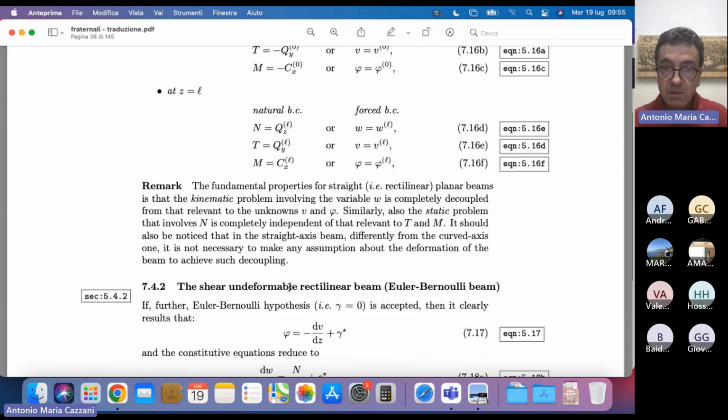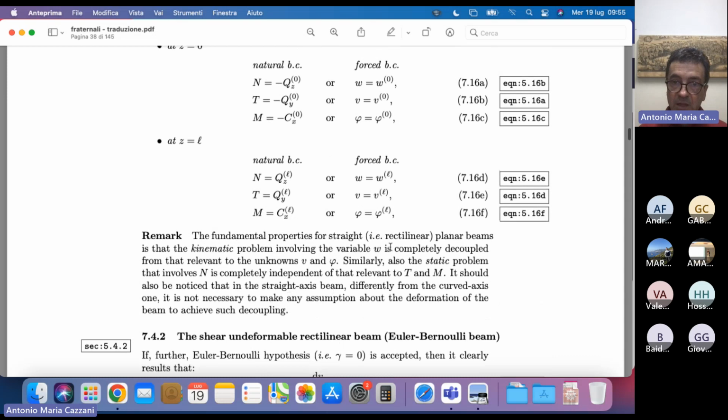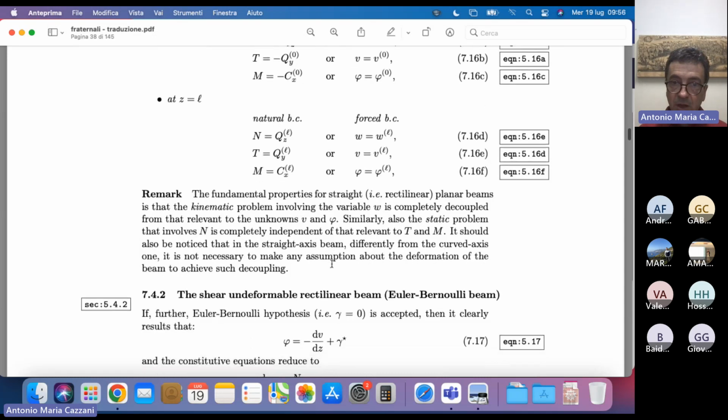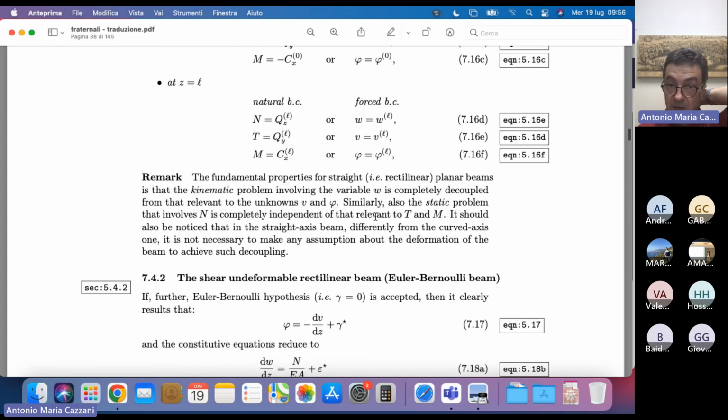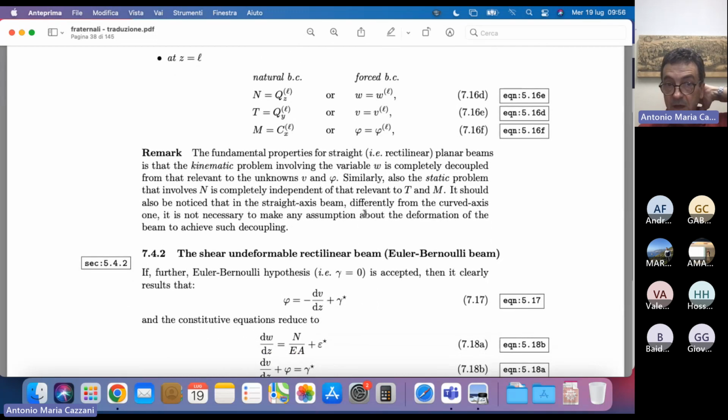So as we have seen, the fundamental property of a straight beam is that the kinematic problem, which involves the axial variable, is completely decoupled from that relevant to the transverse displacement and the sectional rotation. And similarly, the static problem that involves the axial force is completely independent of that which connects shear and bending moment.